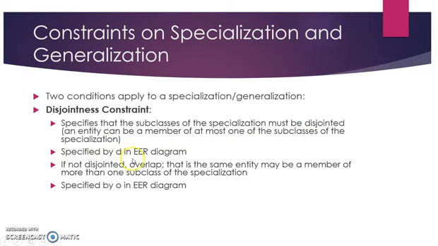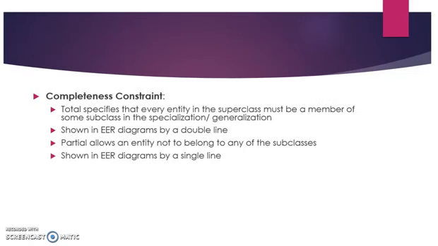This is specified by D in the ER diagram. If not disjoint, it can be overlapping. That is, the same entity may be a member of more than one subclass of the specialization. This is specified by O in the ER diagram.